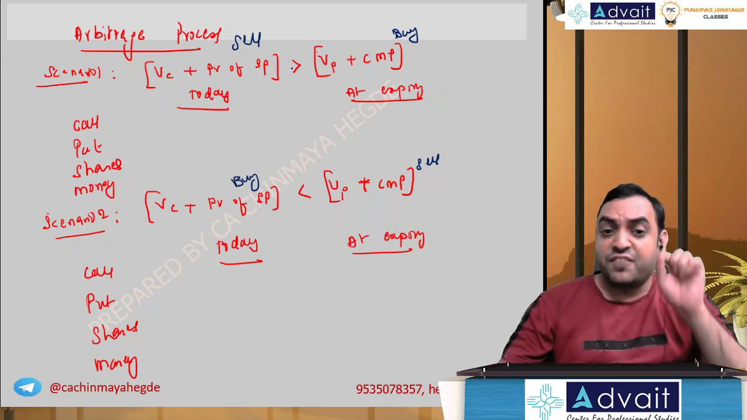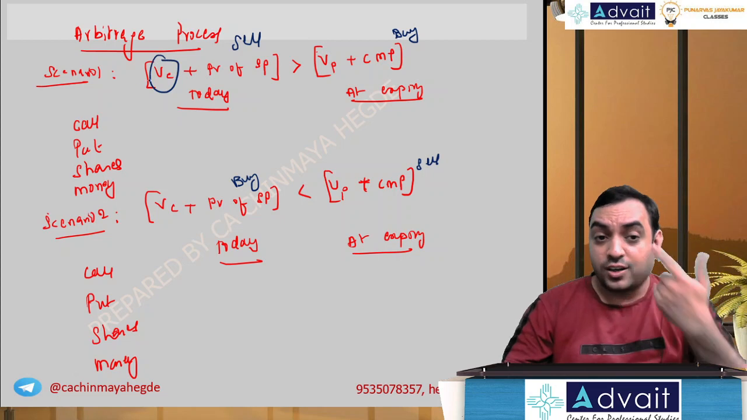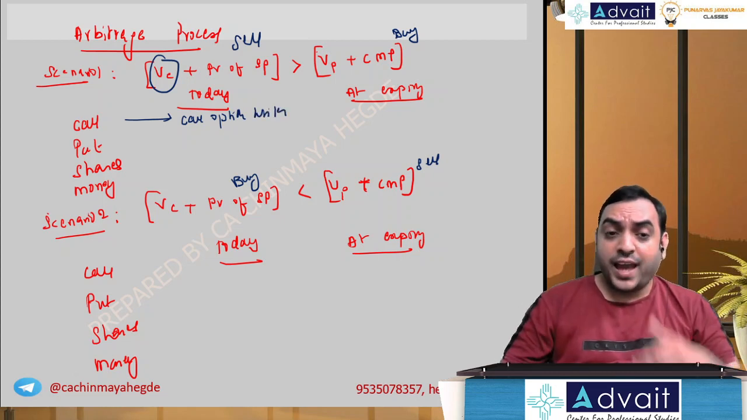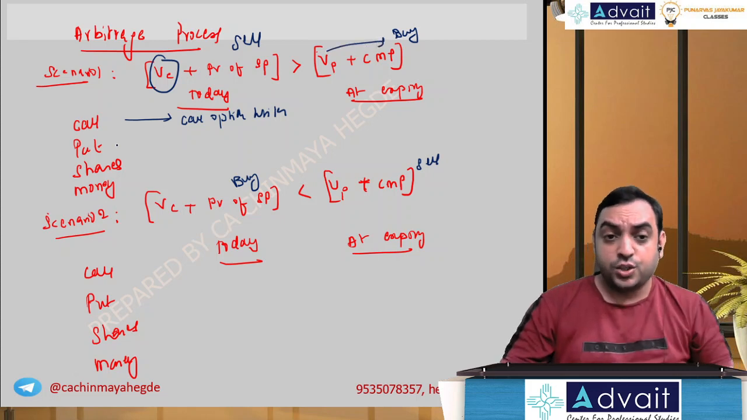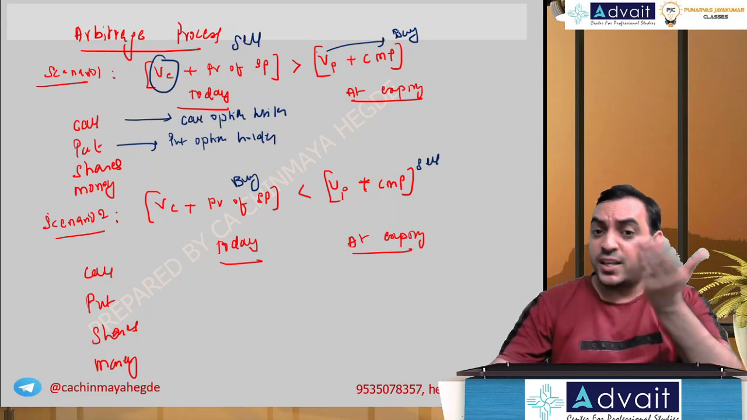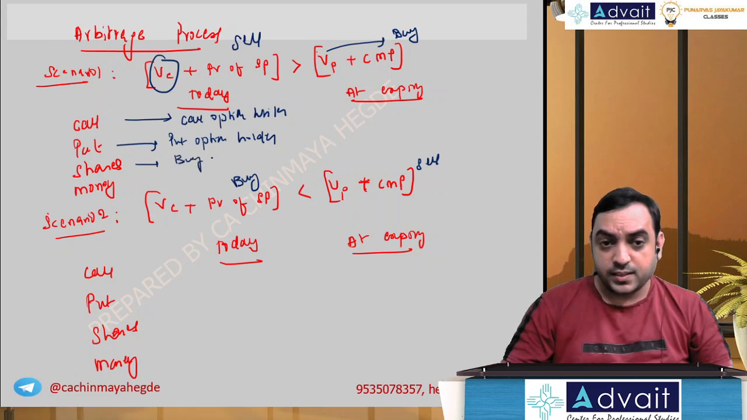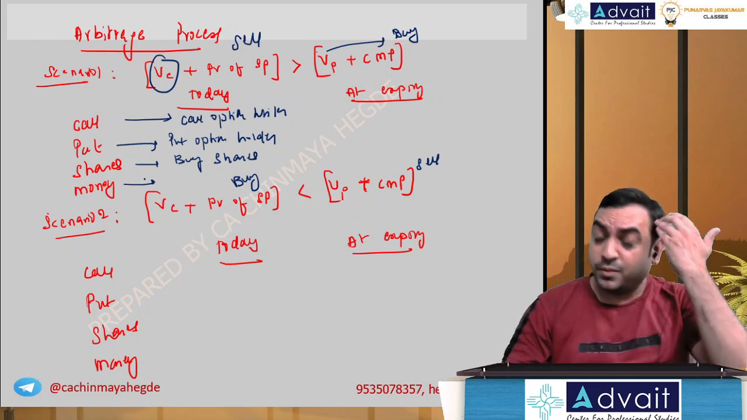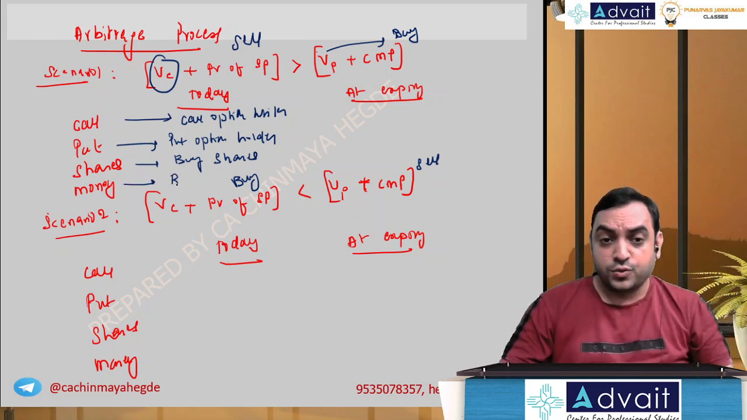So in the first situation, the left hand side is more, so you sell. What do you do in call? Call you sell, which means you become the call option writer. Now, what will happen in put option? Put option you buy, which means you become the put option holder. On shares, what do we do? Look at the share's current market price: buy. So you're going to buy shares in the spot market. And to buy shares, what should you do in the money market? Remember the basics: if you want to buy shares, you have to borrow money.